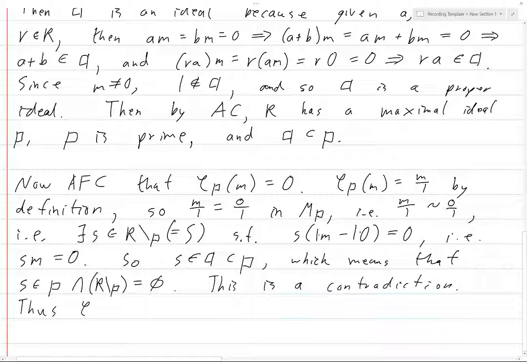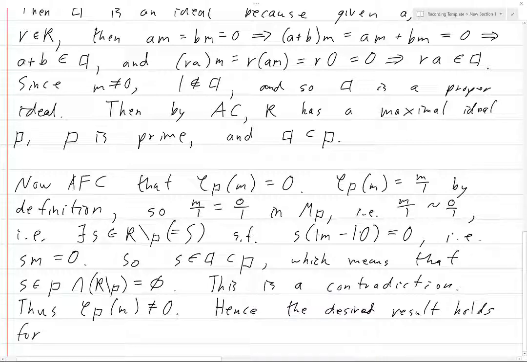Thus, phi p of m is not equal to 0. Hence the desired result holds, in particular when P is the maximal ideal of R. And yeah, there we go. So this completes our proof.